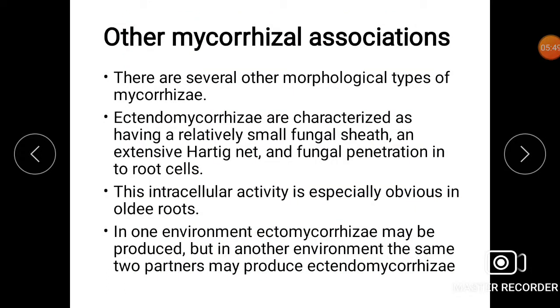And other mycorrhizal associations. There are several other morphological types of mycorrhizae. Ectoendomycorrhizae are characterized as having a relatively small fungal sheath, an extensive Hartig net, and fungal penetration into root cells. This intracellular activity is especially obvious in algae roots. In one environment, ectomycorrhizae may be produced, but in another environment, the same two partners may produce ectendomycorrhizae.